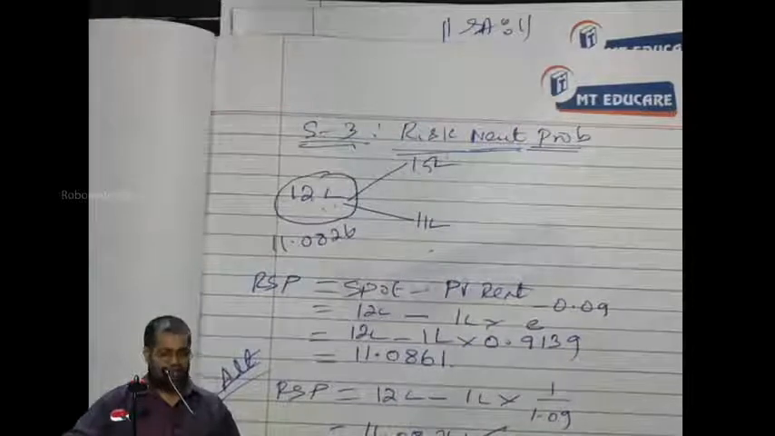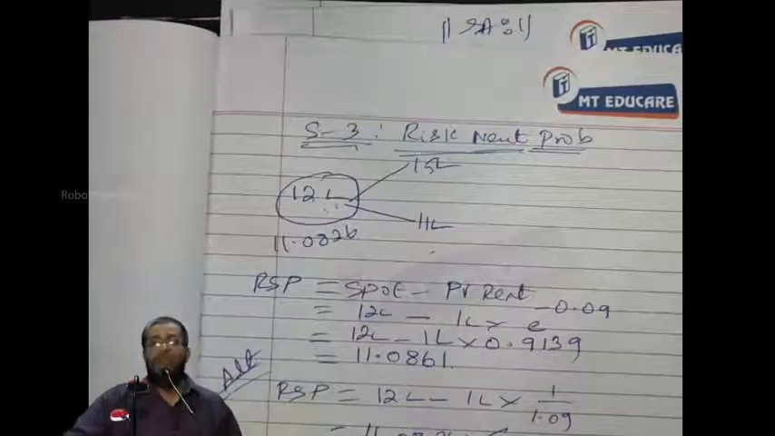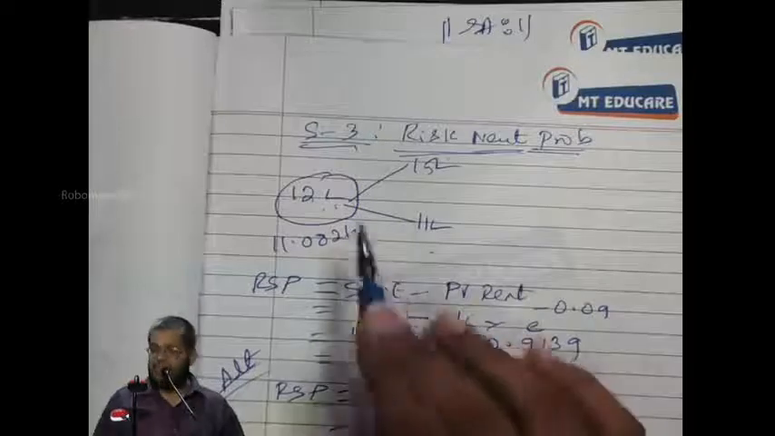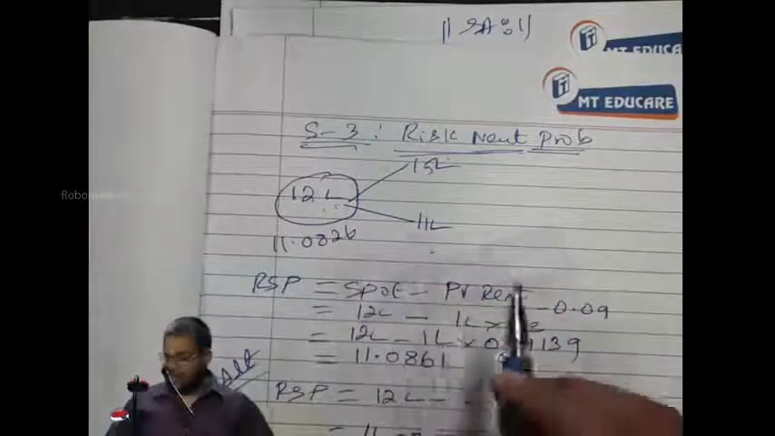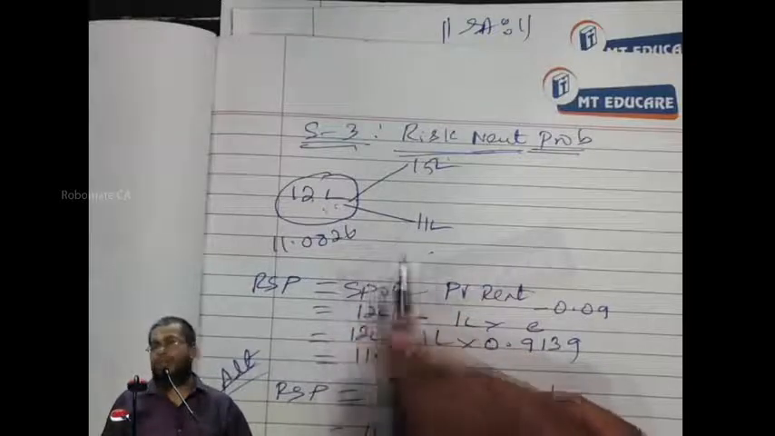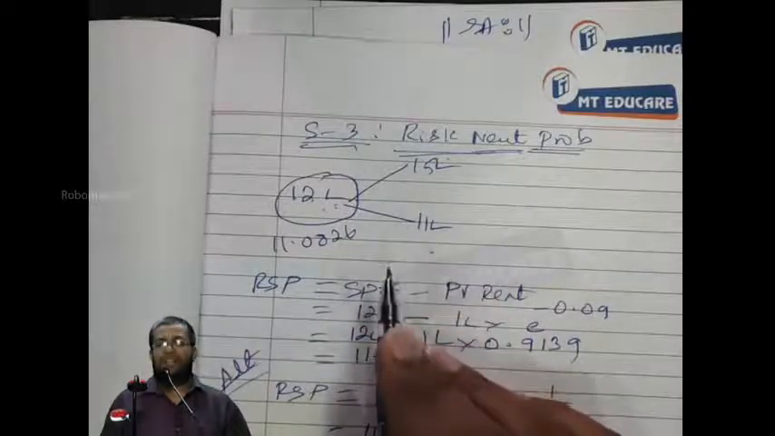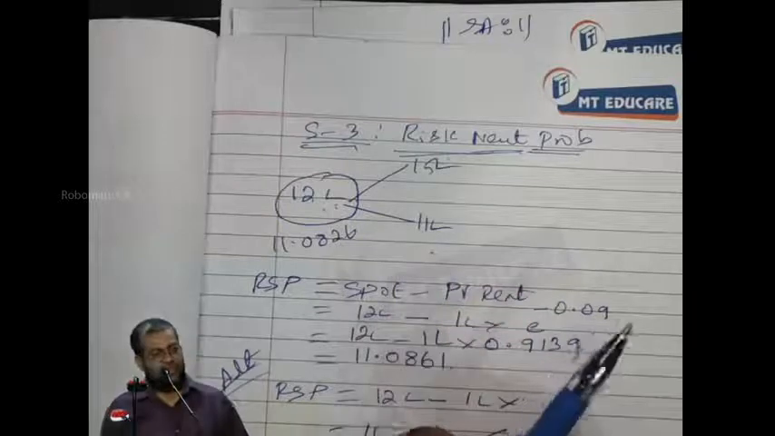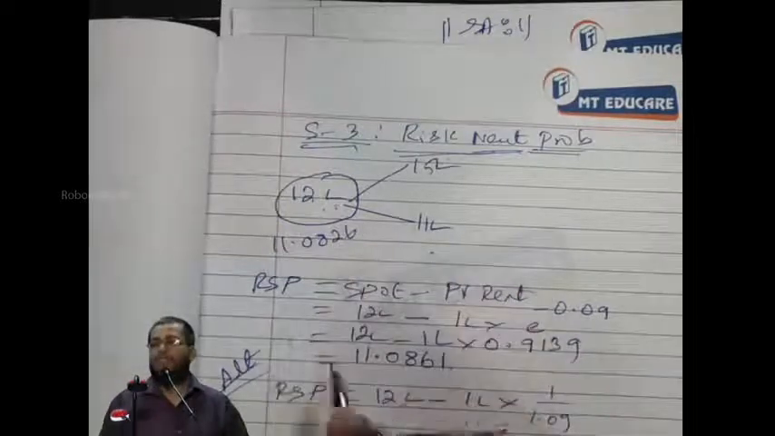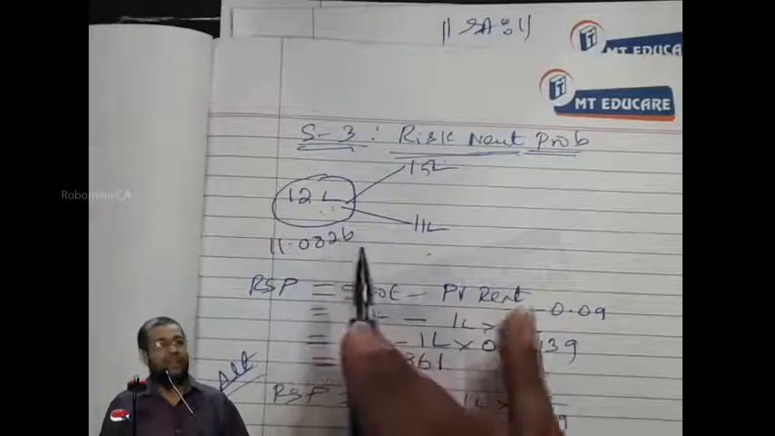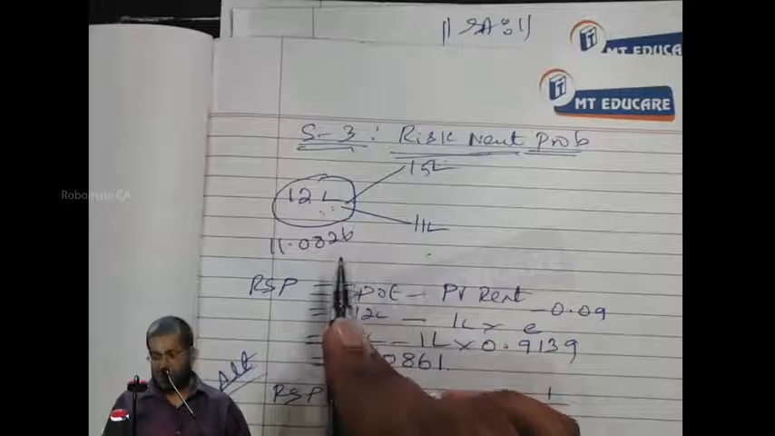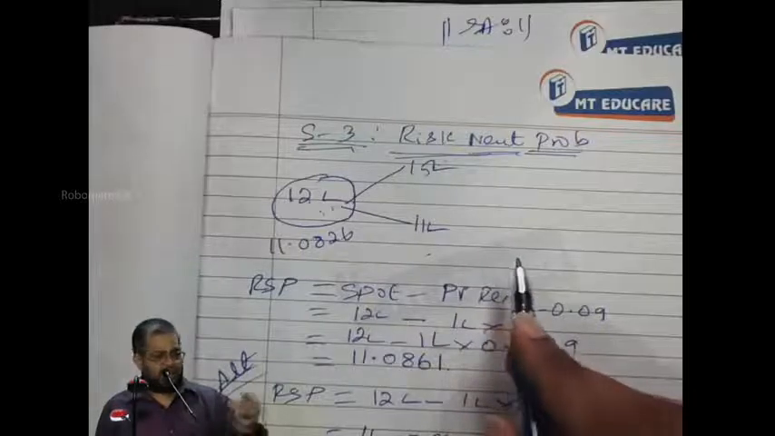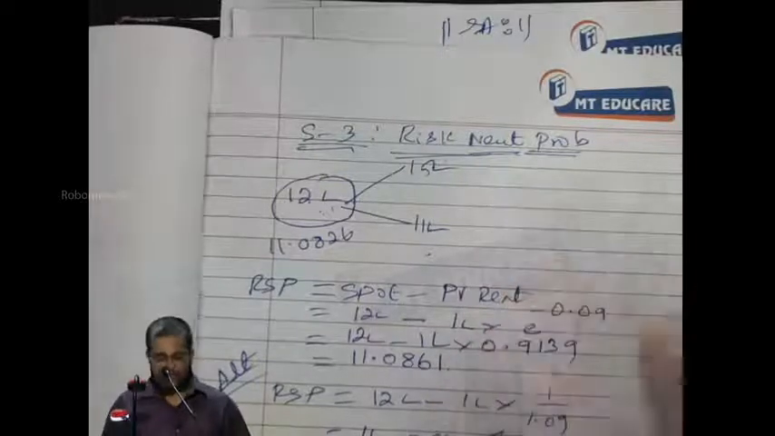In such case, we should calculate the revised spot price and convert the spot price into ex rent price. Now from the spot price, I reduce the present value of rent or not. And convert the spot price into ex rent price.